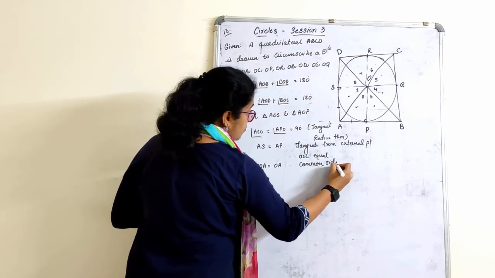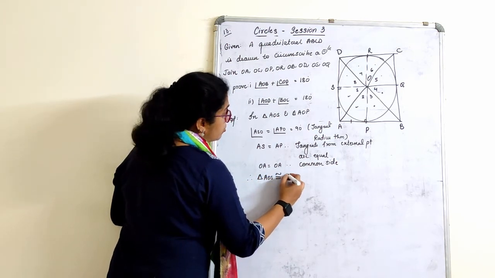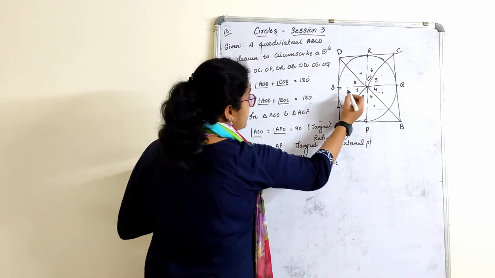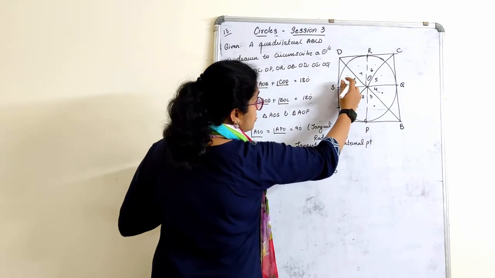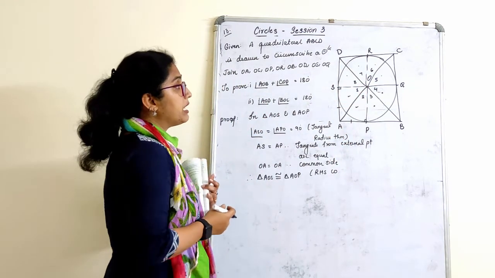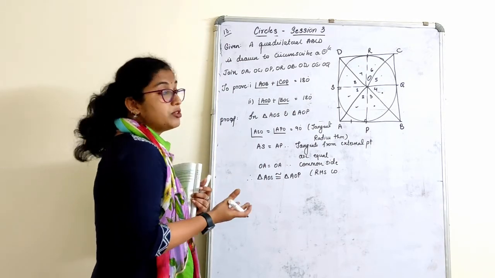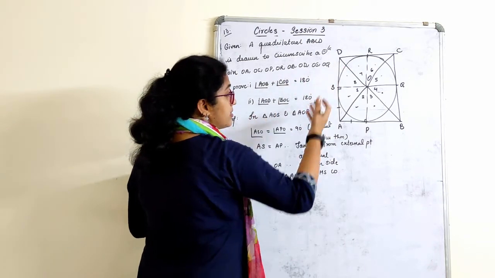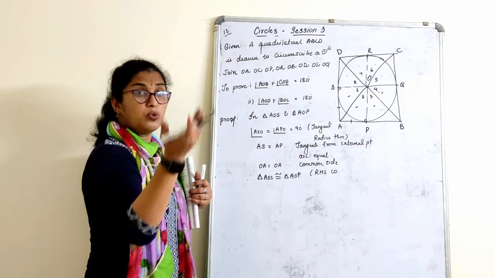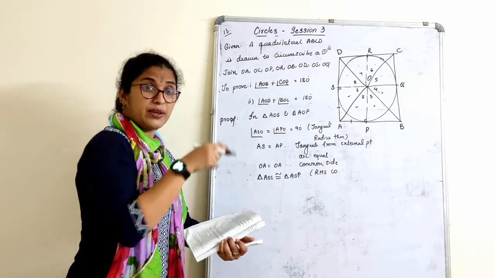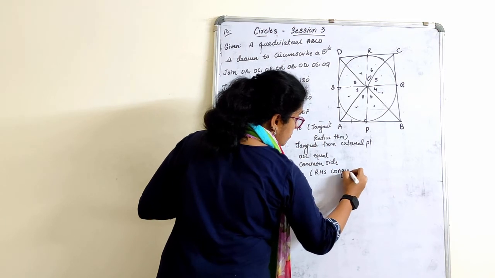Therefore, triangle AOS is congruent to triangle AOP, with a 90 degree angle, hypotenuse and one side, by RHS. I can also use OS is equal to OP, radii of the same circle. Then it can be proved by SAS also, similar to the one I started with today. Now I have taken the RHS congruence rule.